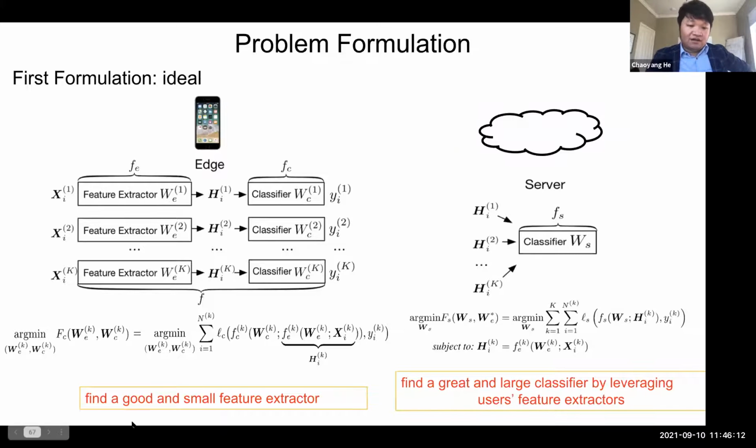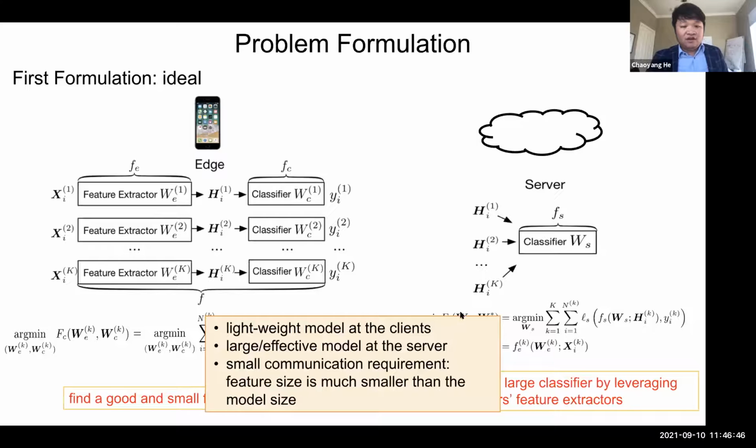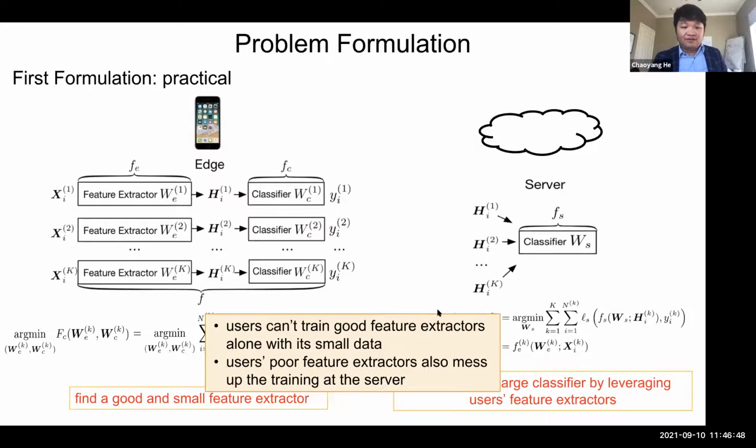So this is the formulation. In the formulation, our goal is to find a good and small feature extractor on the client side. The feature extractor, the F function here, can be very accurate in representing the raw dataset. So the server side can directly use these highly accurate features to train the classifier on the server side. And the server side's goal is to find a great and large classifier by leveraging the client-side features obtained by the feature extractors. So these are two formulations, and so we have two objectives to optimize.